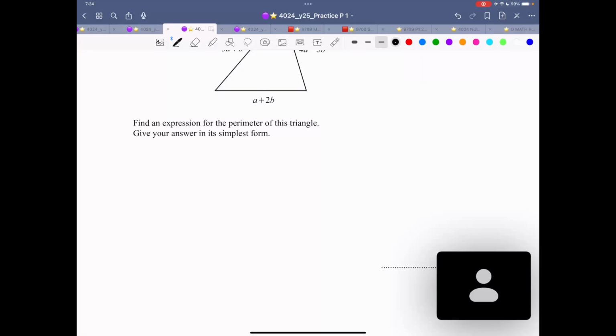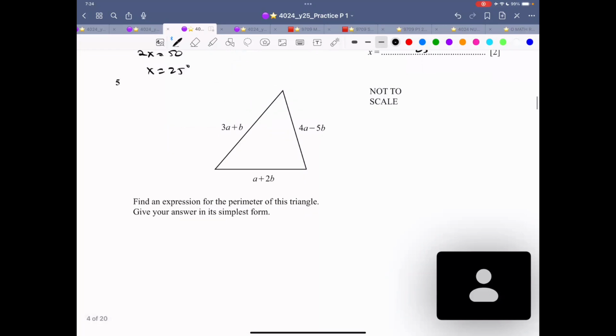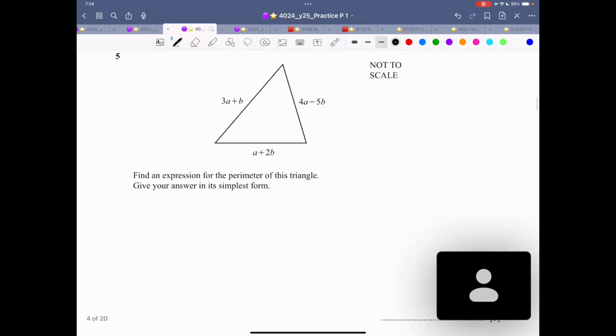Okay, so now this one, find an expression for the perimeter of this triangle. Very simple. Perimeter is the length of all the sides: 3a plus b. Just use brackets. And then a plus 2b. And then 4a minus 5b. So now red marker. This is a, this is a, this is a. And then this is b, and this is b.